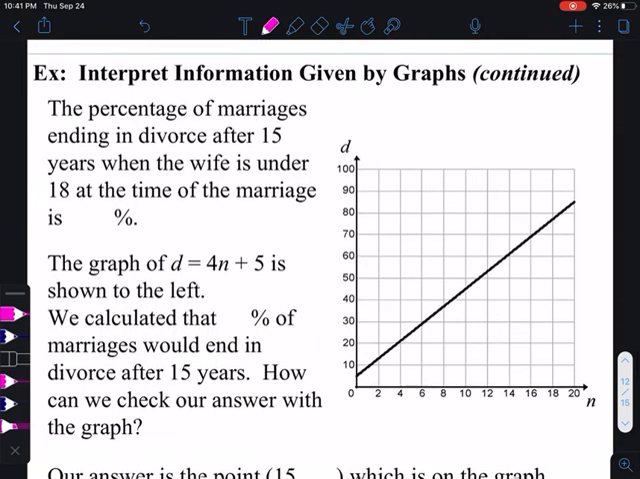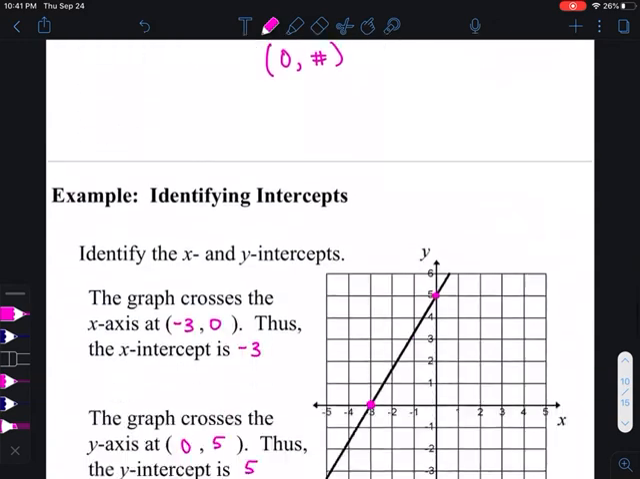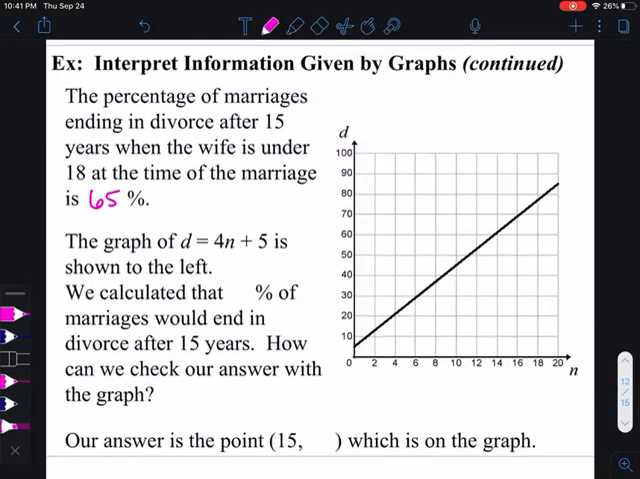It says, in terms of continuing what we had, the percentage of marriages ending in divorce after 15 years when the wife is under 18 at the time of the marriage is, we just said it was going to be 65%. It says the graph of D is equal to 4n plus 5 is shown to the left. We calculated that 65% of the marriages would end in divorce after 15 years. How can we check our answer with the graph?